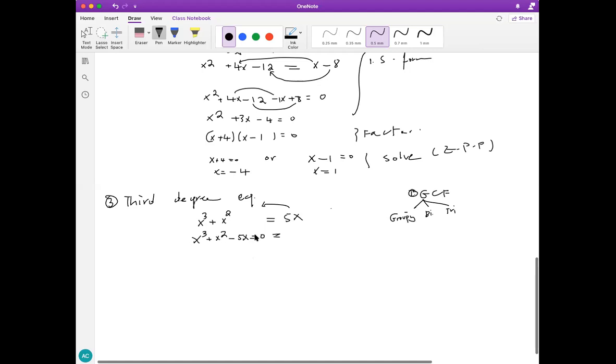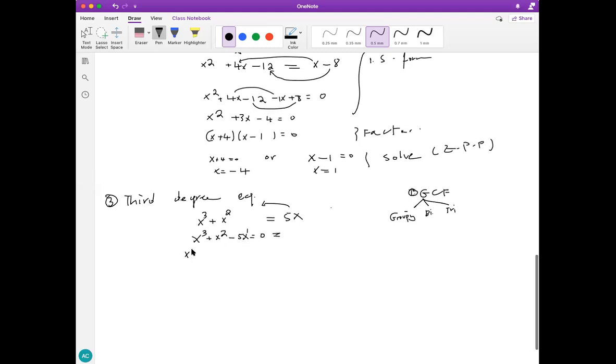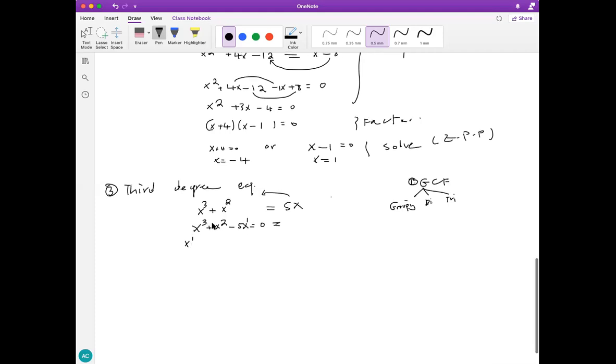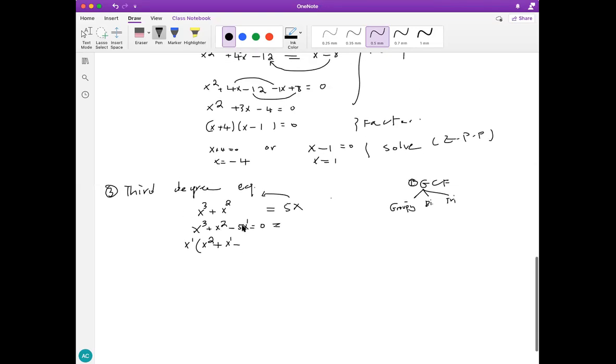What do you think is common between these? X. That's right, we have x cubed, x squared, x to the first. All have x. Which one do you take as a common factor? x to the first. Always take the lowest one. We don't have any other number common other than 1, so no need to write the 1 here. Open the parentheses: x cubed divided by x is x squared, plus x, minus 5. Negative 5x divided by x is just negative 5, equals 0.